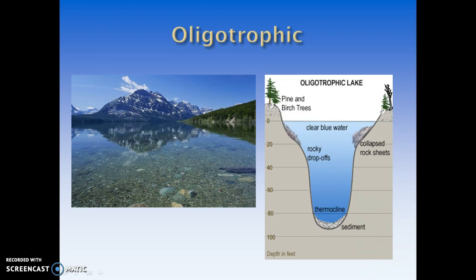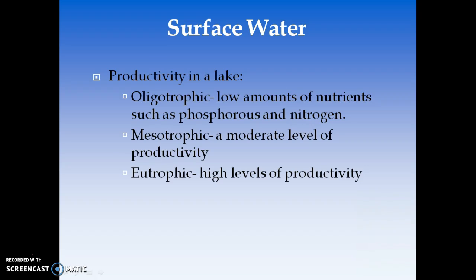Now, this is an oligotrophic lake. If you've been to the western part of the United States, you probably have seen something like this. Many high altitude lakes are oligotrophic. You're going to see that beautiful, clear, blue water, not a lot of plant life, and that has to do with the amount of nutrients that are available. So if we go back a second to the slide, we have oligotrophic, low amounts of nutrients. The nutrients are the key to what defines the different phases of a lake.